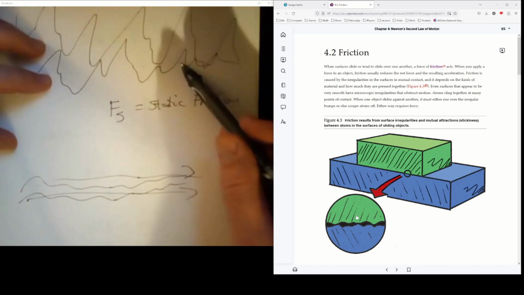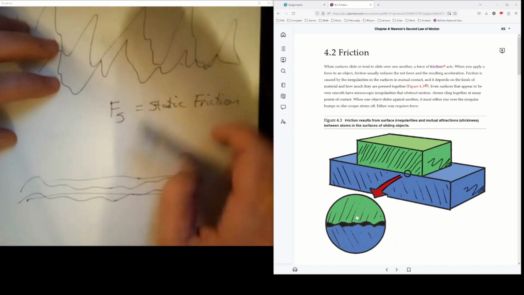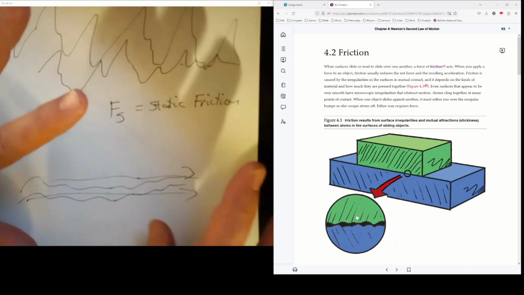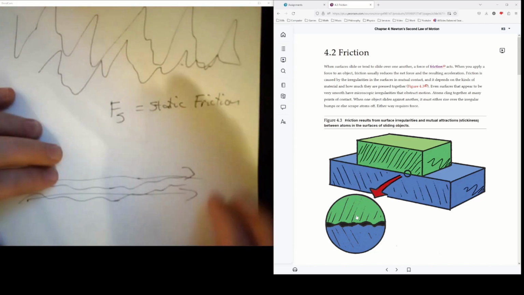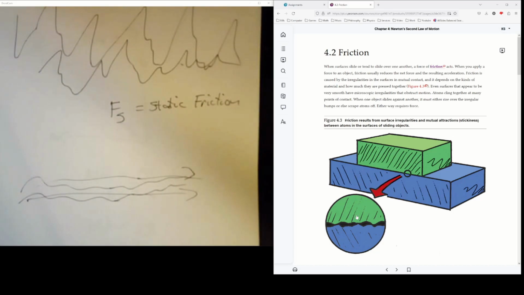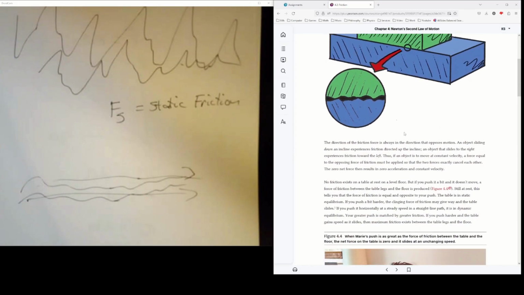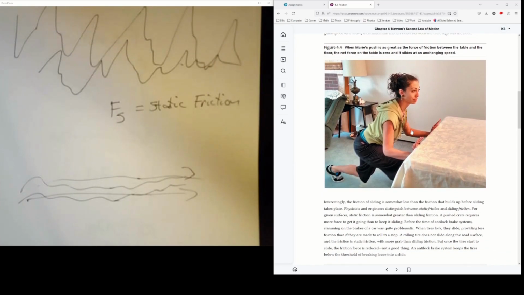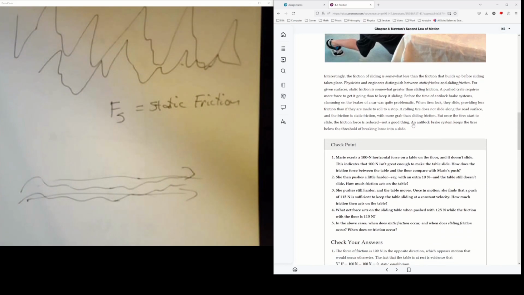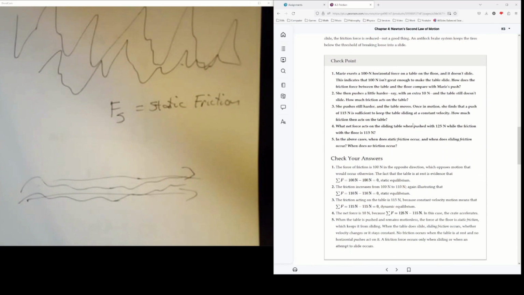So initially, things are stuck. You got to push hard to get that thing moving. But once it's moving, it's a little easier to push because once things are bumping along, they're not stuck and interlocked together. And that's probably what they're saying here with this picture. Trying to move something, that first push is pretty hard to get it going, but once you can get it going, it's usually a little easier to keep it going.